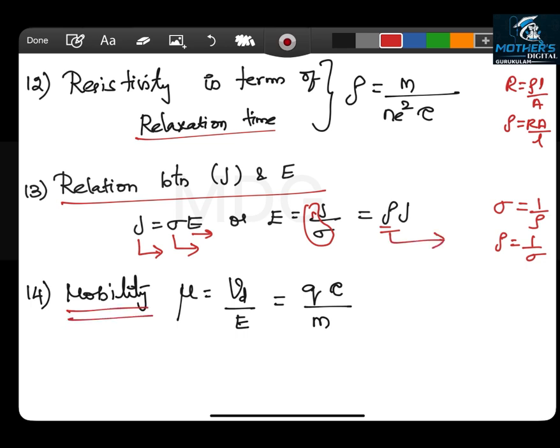Next, mobility. The definition for mobility is drift velocity per electric field. So mu equal to Vd by E. Substituting Vd and E, you will get e tau by m. The SI unit of mobility is meter square V power minus 1 s power minus 1.